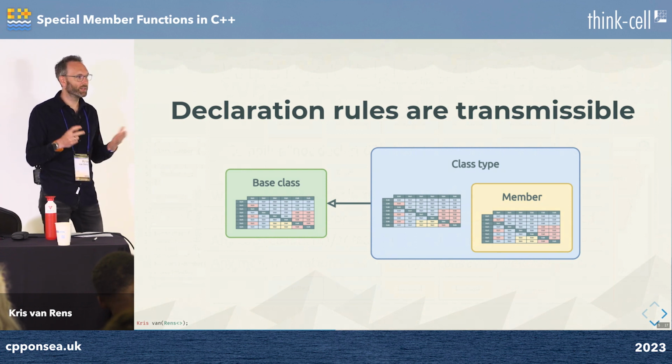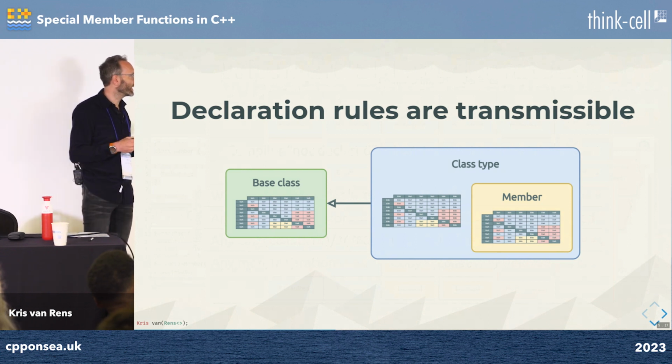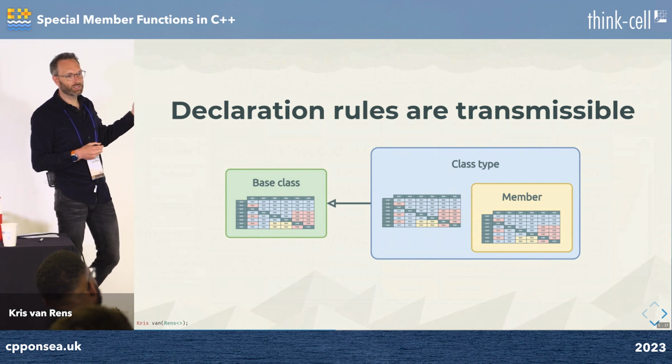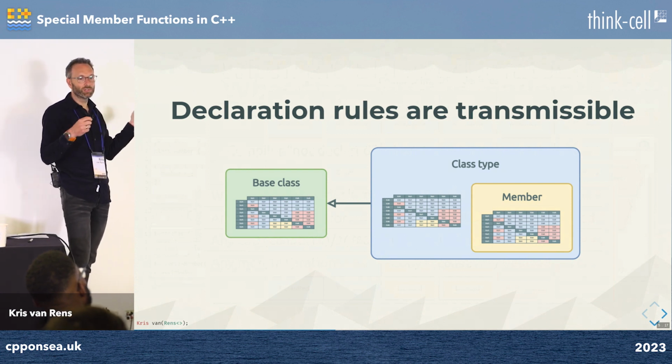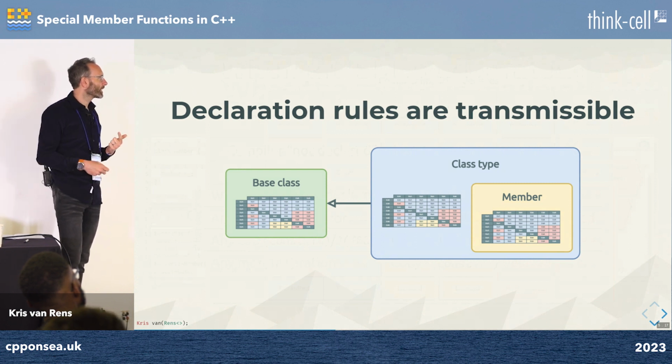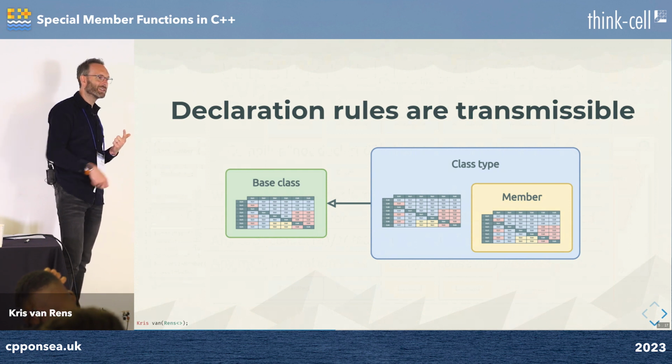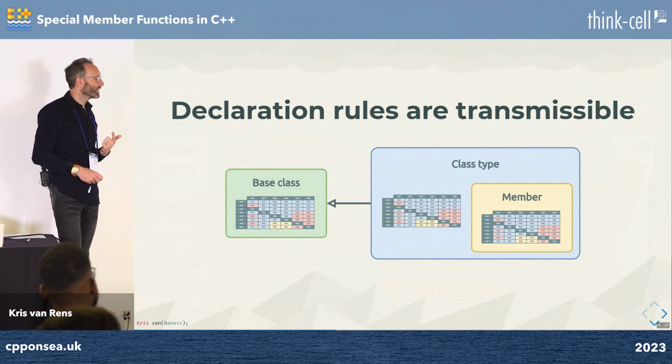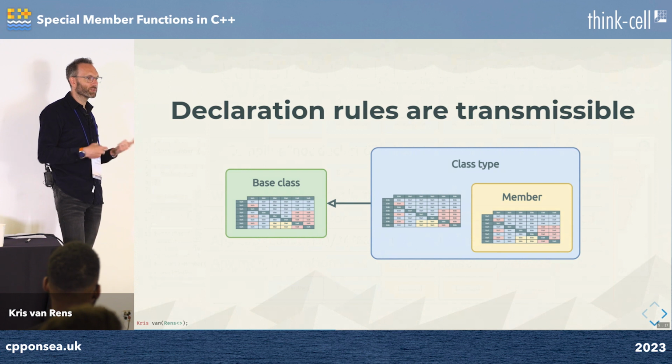So for instance, if we have a base class that contains a standard mutex, which is an immobile type, it's not copyable and it's not movable, then it doesn't matter what we do in the classes above, it will not be copyable or movable because we have this type in ourselves as well. So that's how this works.